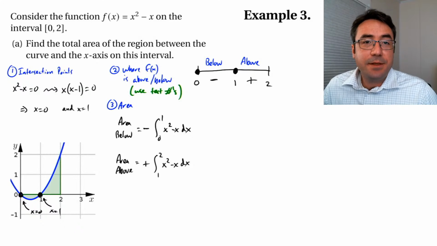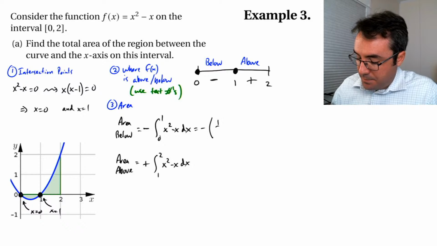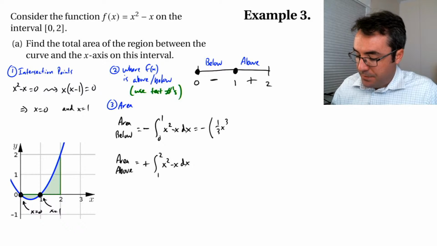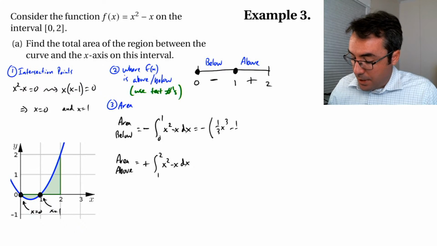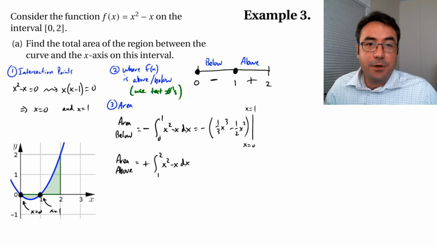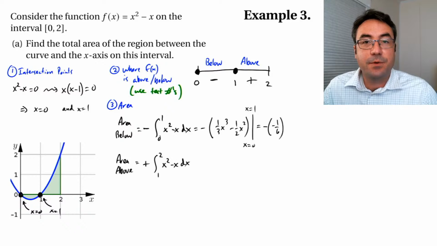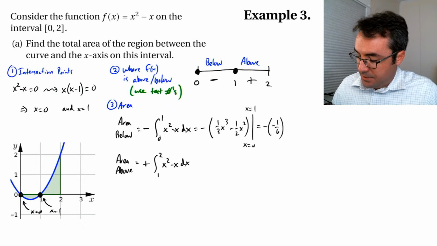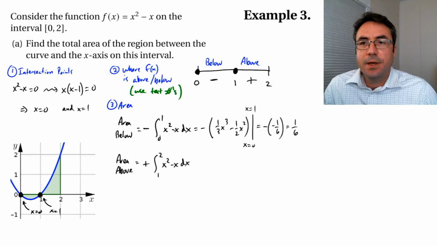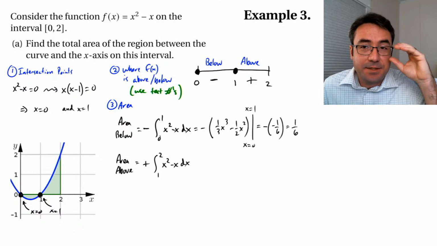And then from here, we just calculate these integrals now. So this one, we're going to have that negative in front. We end up with the antiderivative of 1/3 x cubed minus 1/2 x squared. And then we evaluate from x equals 0 to x equals 1. We get negative in front, and then negative 1/6 once we evaluate from 0 to 1 there. And that just is 1/6. So that's the area for that little region in between 0 and 1 that sits below the x-axis.